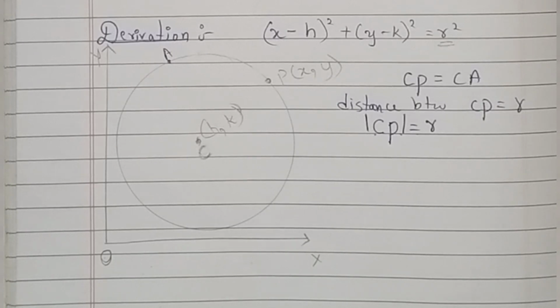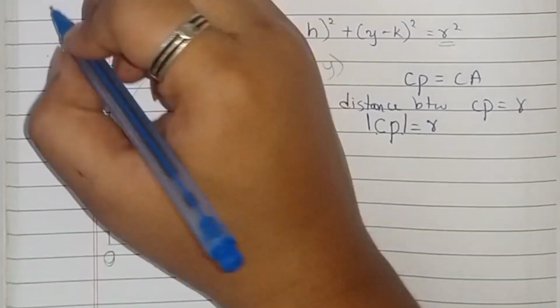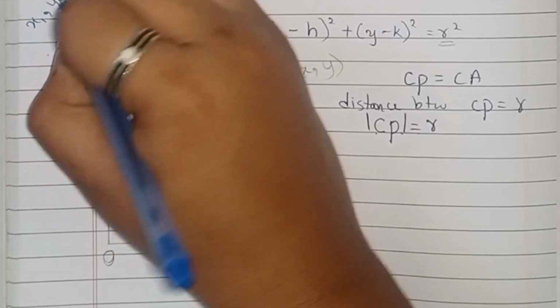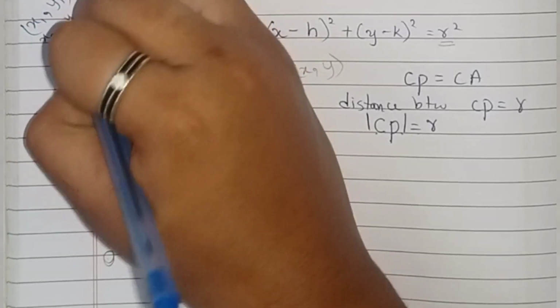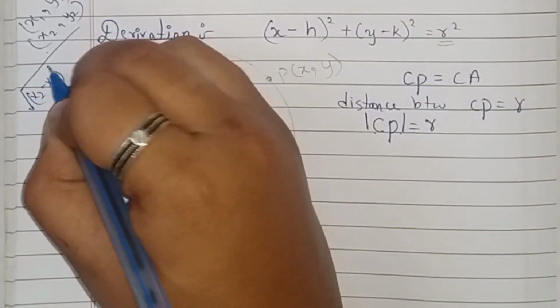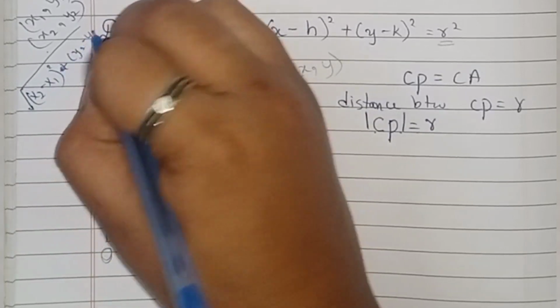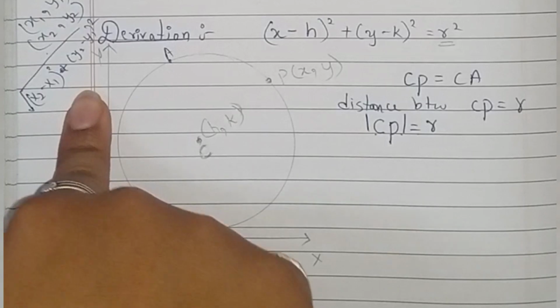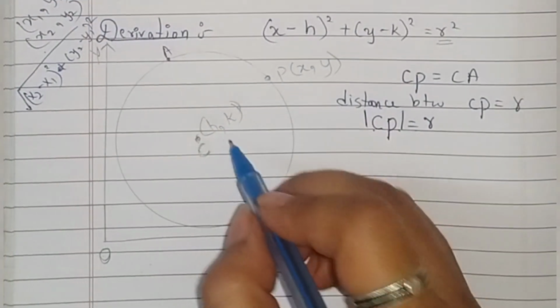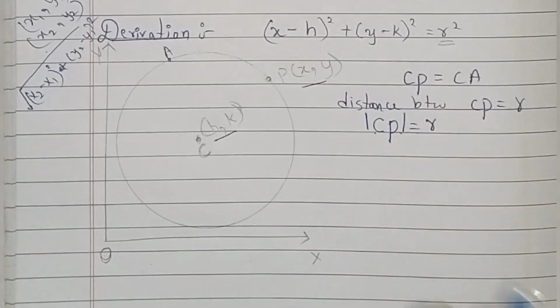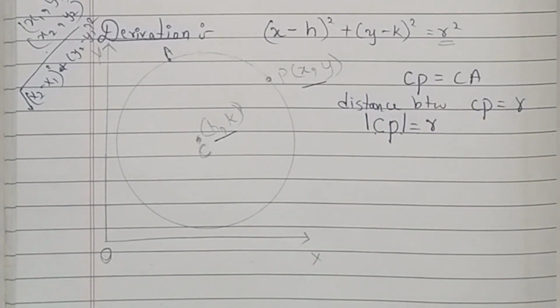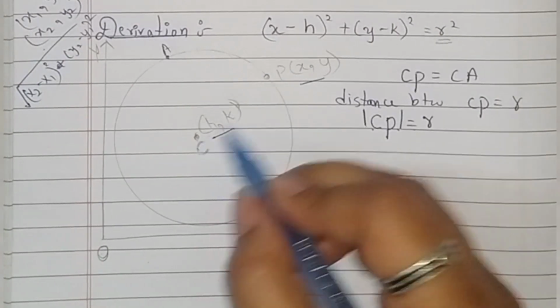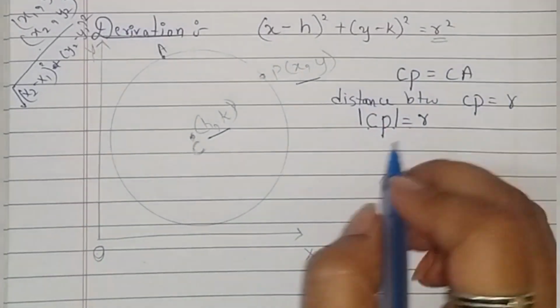We know the distance formula. The distance formula is the square root of final point minus initial point, the whole square. Let me just write here: the distance between x1, y1 and x2, y2 is given by the square root of (x2 minus x1) the whole square plus (y2 minus y1) the whole square. This is the distance between two given points. Here the points given are h comma k and x comma y. Anything we can take as final and initial. Let me take this as the initial point and this as the final point.